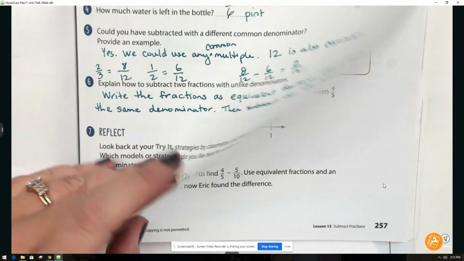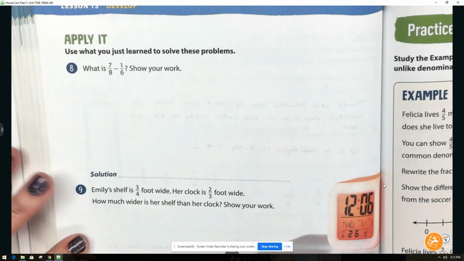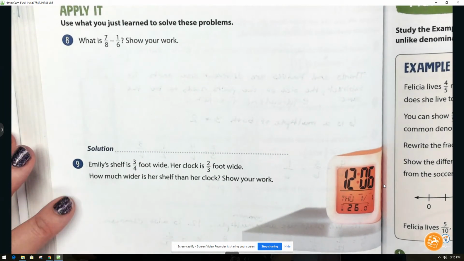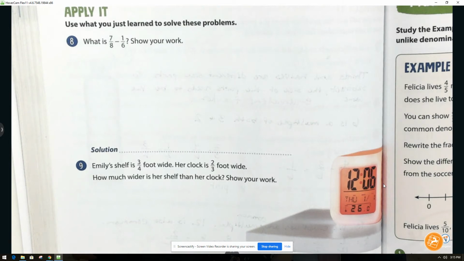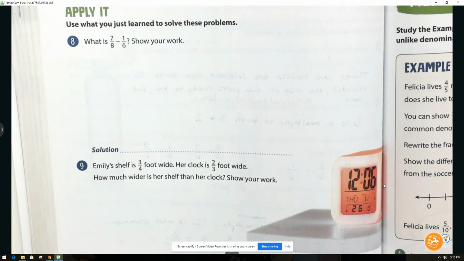Okay, we're now on page 255. We're going to go ahead and practice. I'm going to do 2 of these with you, and then you'll do the third one on your own. So the first one we're going to do is number 8. What is 7/8 minus 1/6?